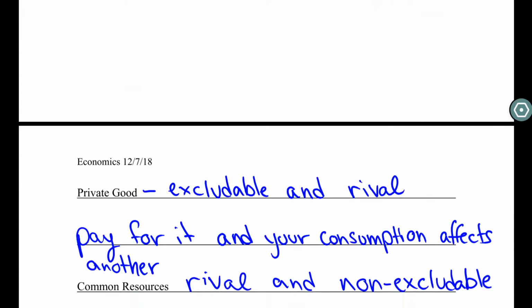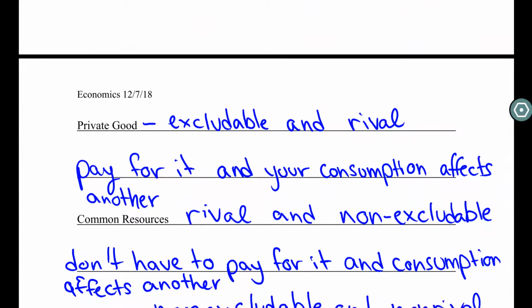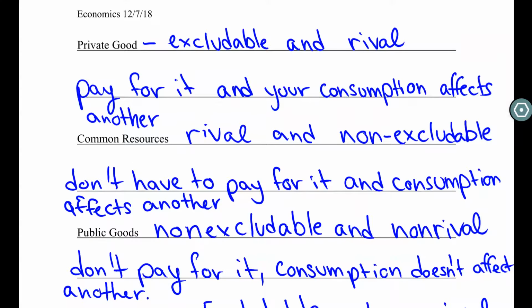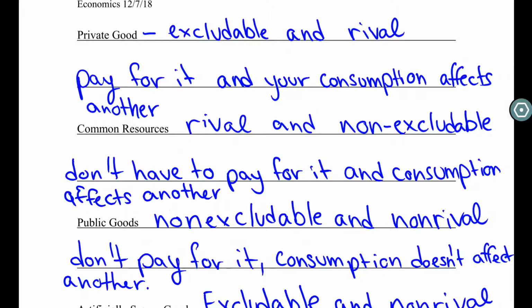So based on that, we have four types of goods. We've got a private good, which is both excludable and rival. You have to pay for it, and your consumption affects other people's ability to consume. So if we're thinking about that, food would be a private good, right? You have to purchase it, so it's excludable, and there's a limited supply of it, so it's rival. You're the only one that can consume that apple you purchased. Your neighbor can't go into the store and buy that same apple, right?